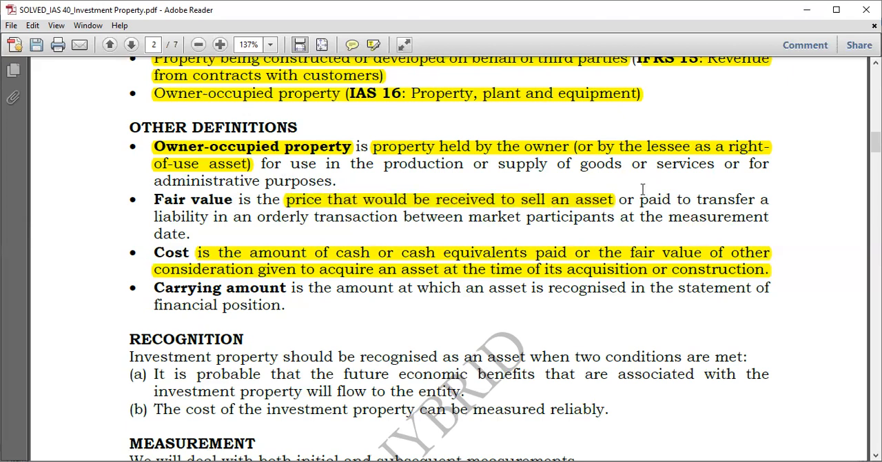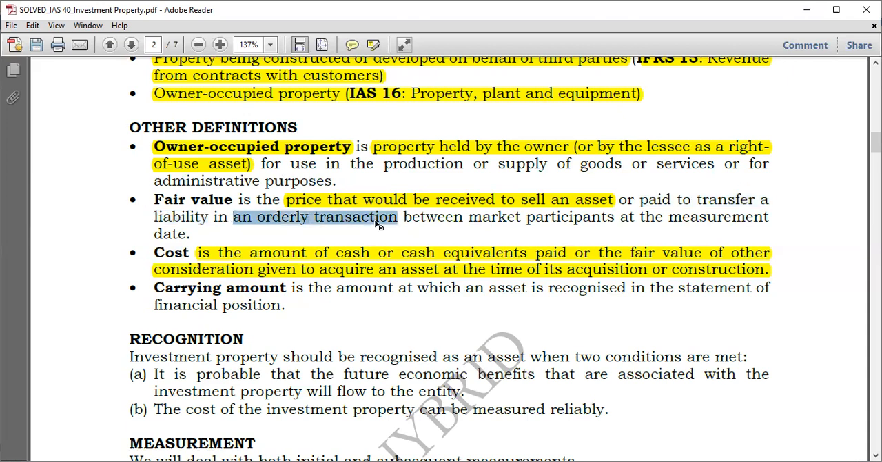No problem. This one is not essential. We are just speaking of investment property, and property is an asset. So this part, paid to transfer a liability, is not important in your situation. You can just ignore it, because here you just need the fair value for an asset.